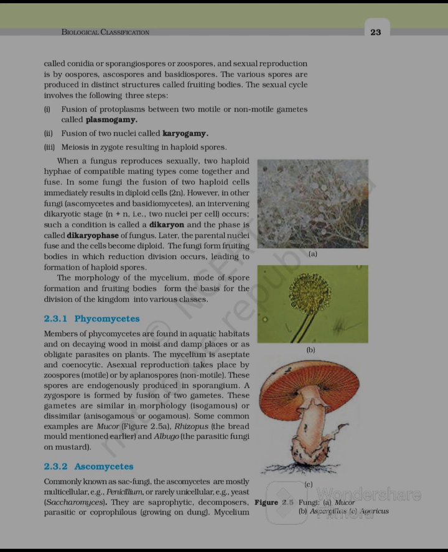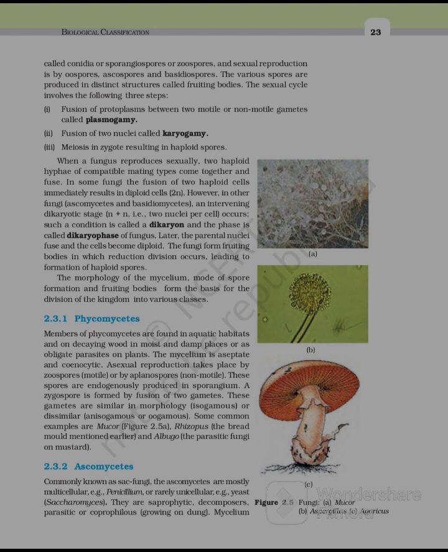A zygospore is formed by fusion of two gametes. These gametes are similar in morphology (isogamous) or dissimilar (anisogamous or oogamous). Some common examples are Mucor, Rhizopus (the bread mold mentioned earlier), and Albugo (the parasitic fungi on mustard). Topic 2.3.2 Ascomycetes, commonly known as sac fungi.